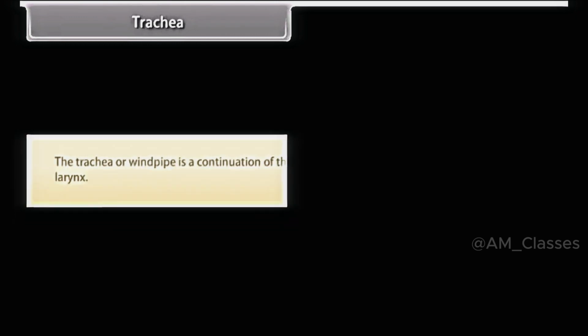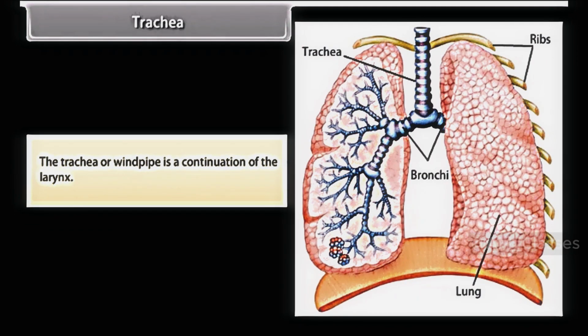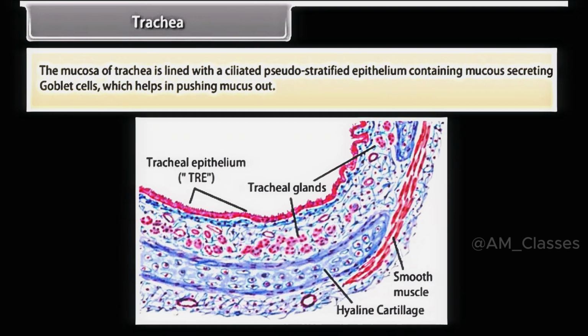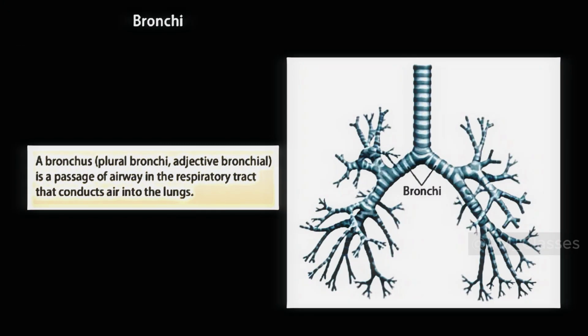Trachea. The trachea or windpipe is a continuation of the larynx. The trachea is supported by incomplete C-shaped rings of hyaline cartilage. The mucosa of the trachea is lined with a ciliated pseudostratified epithelium containing mucus-secreting goblet cells, which help in pushing mucus out. Bronchi. A bronchus, plural bronchi, adjective bronchial, is a passage of airway in the respiratory tract that conducts air into the lungs.